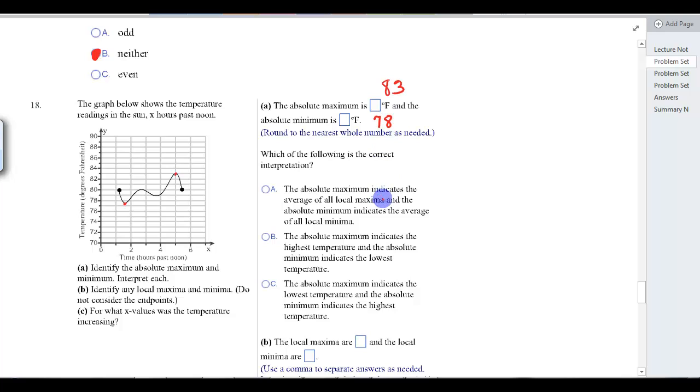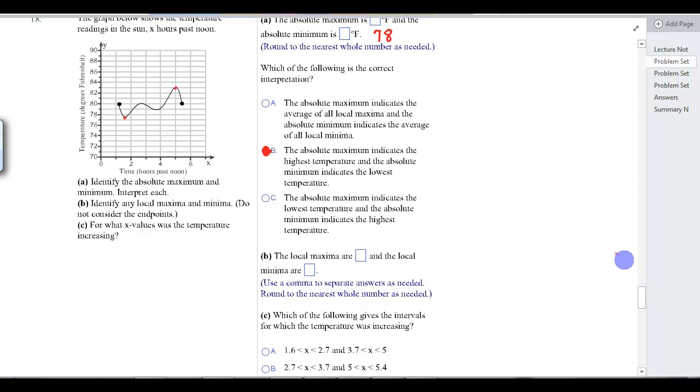Which of the following is the correct interpretation? The absolute max indicates the average of all local max. No, that's not about average. The absolute max indicates the highest temperature, and the absolute min indicates the lowest temperature. That is true.